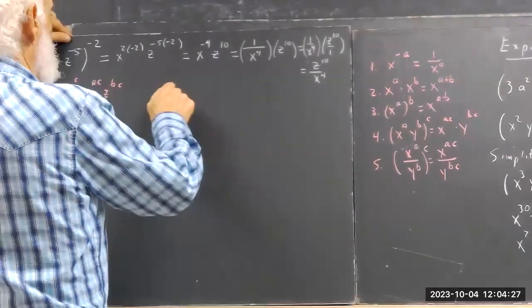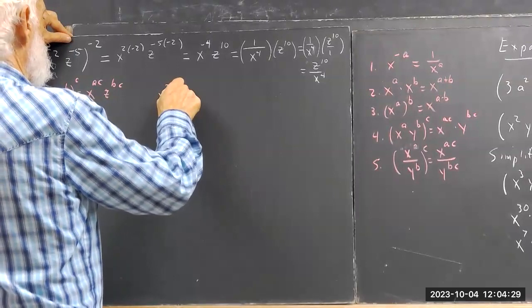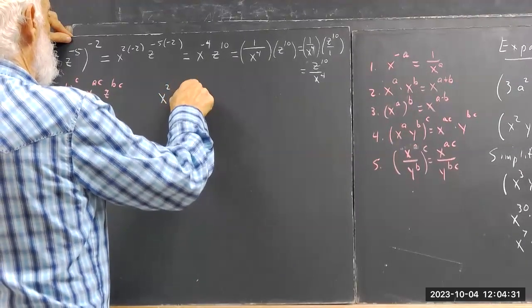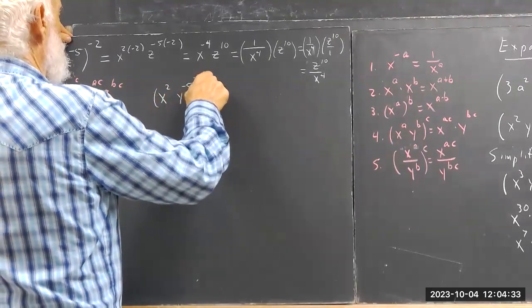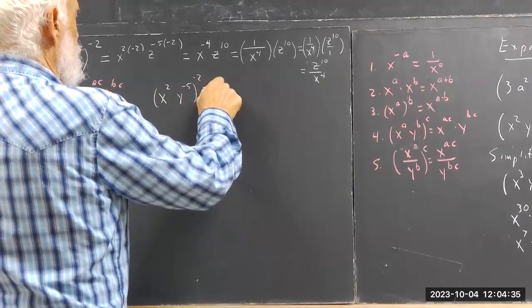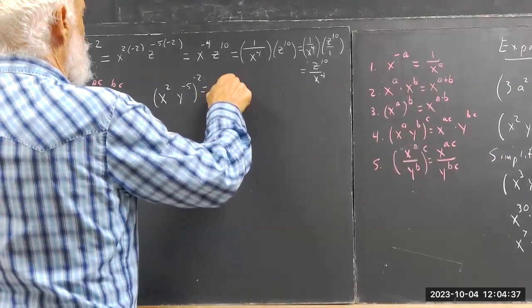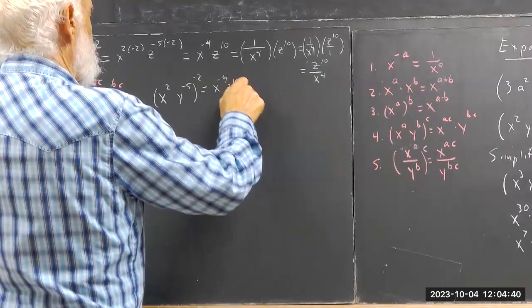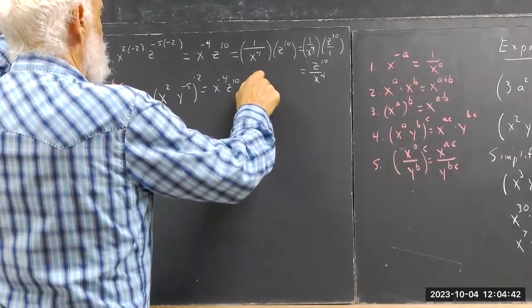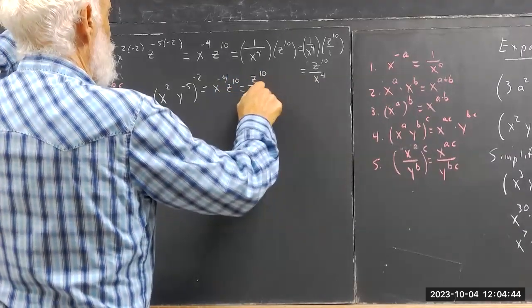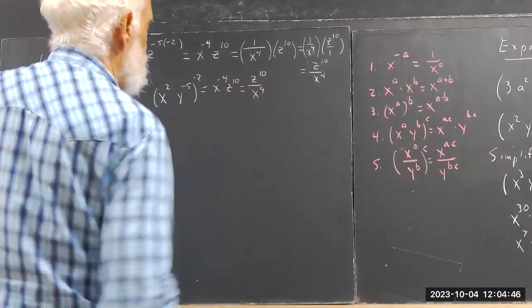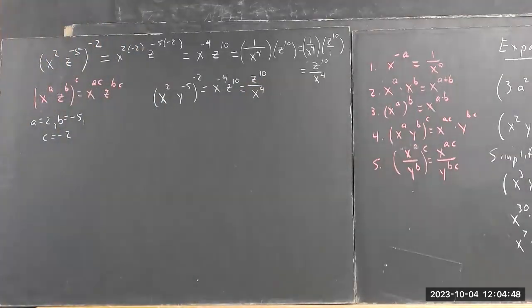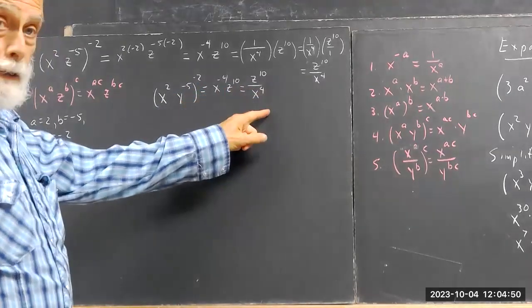So you can say that x to the second, y to the -5th, raised to the -2nd power equals x to the -4th, z to the 10th, which equals z to the 10th over x to the 4th. These are both valid expressions.